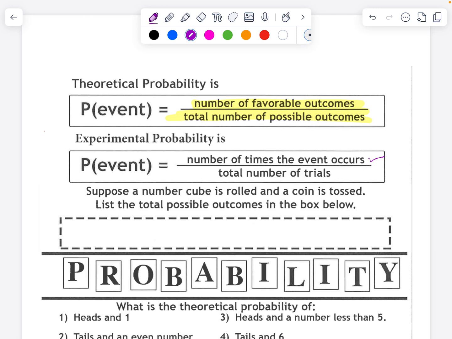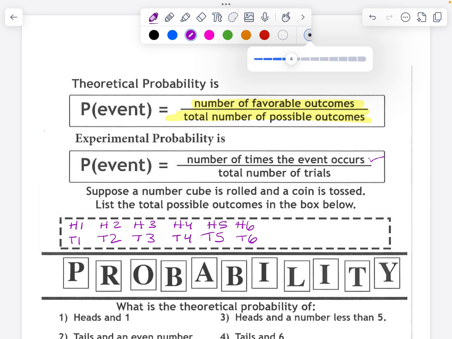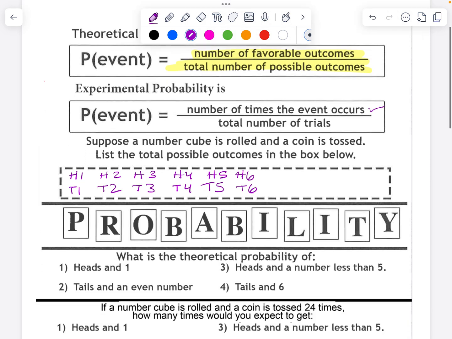Like we could get a heads 1, a heads 2, a heads 3, a heads 4, and so on. Or we could toss the coin to tails and we could get any of these numbers on our number cube. So there are 12 possible things that could happen. We're talking about theoretical probability first.